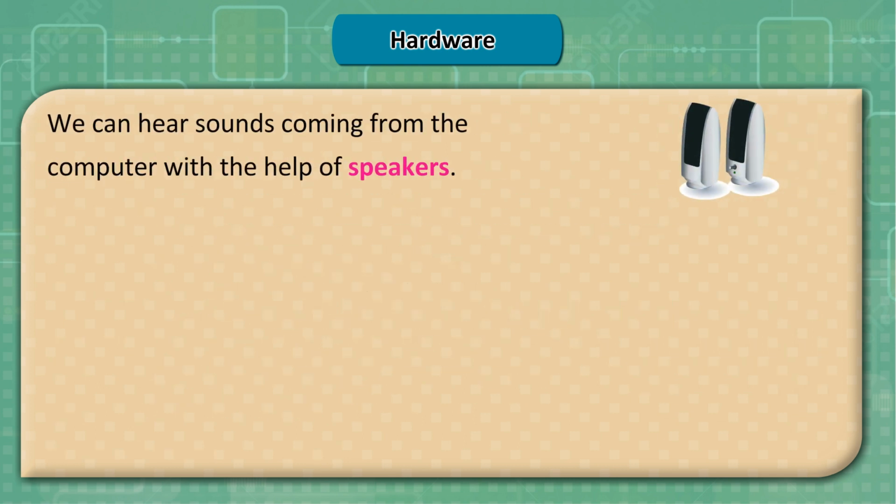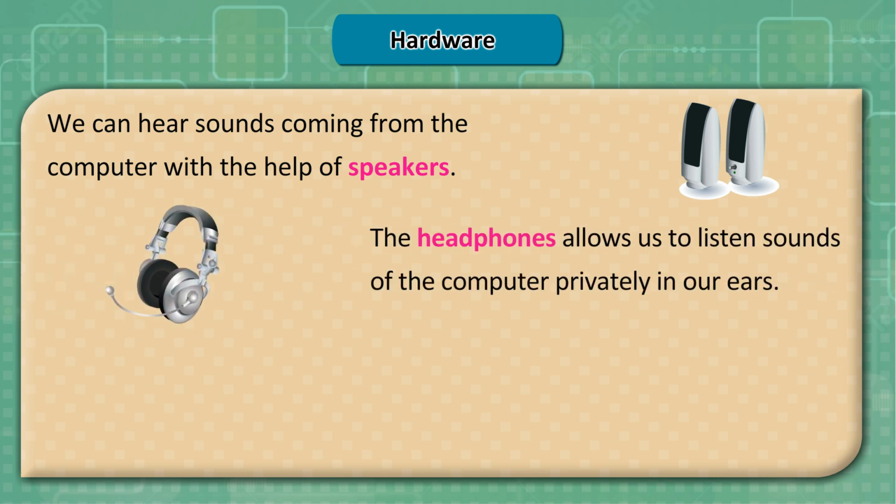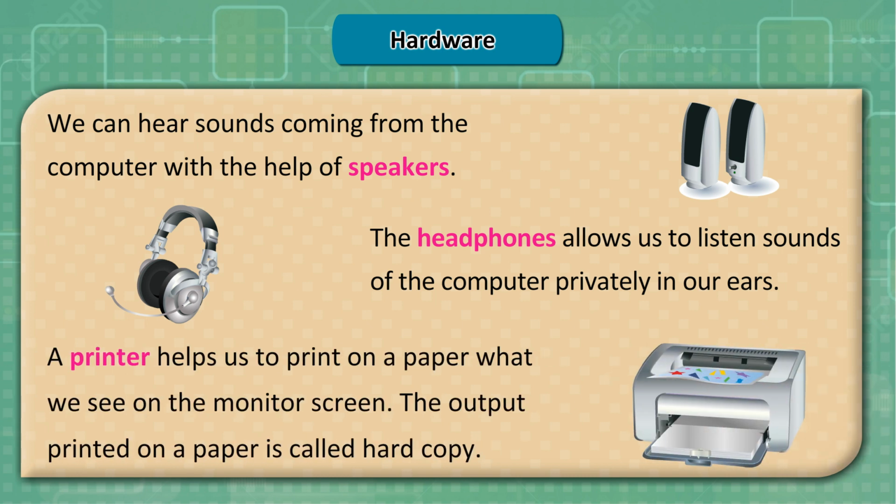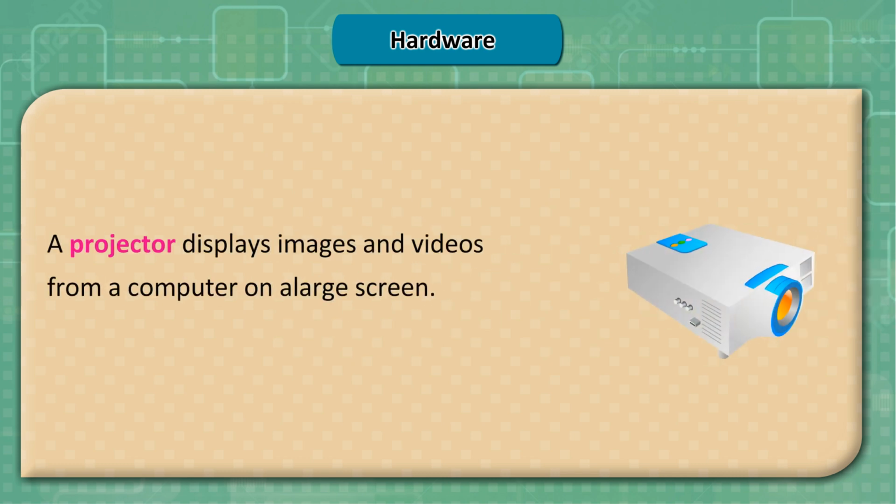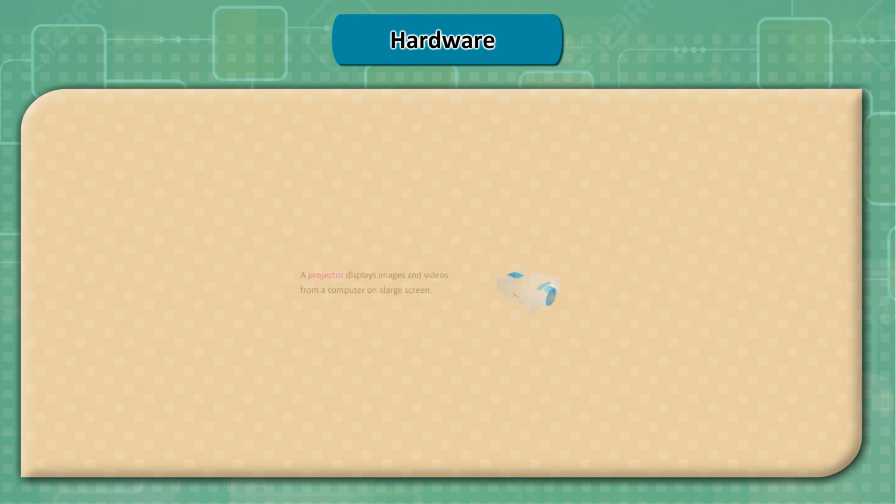We can hear sounds coming from the computer with the help of speakers. The headphones allow us to listen to sounds of the computer privately in our ears. A printer helps us to print on a paper what we see on the monitor screen. The output printed on a paper is called hard copy. A projector displays images and videos from a computer on a large screen.